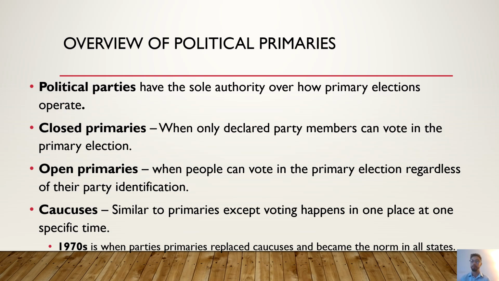In an open primary, in contrast, this is where people can vote in the primary election regardless of their party identification and cast votes in either political party's primaries. And we see in the United States, 21 states have at least one political party conduct open primaries for congressional and state level offices. In 14 states, at least one political party conducts closed primaries for congressional and state level offices. In 15 states, we see semi-closed primaries for congressional and state level offices.